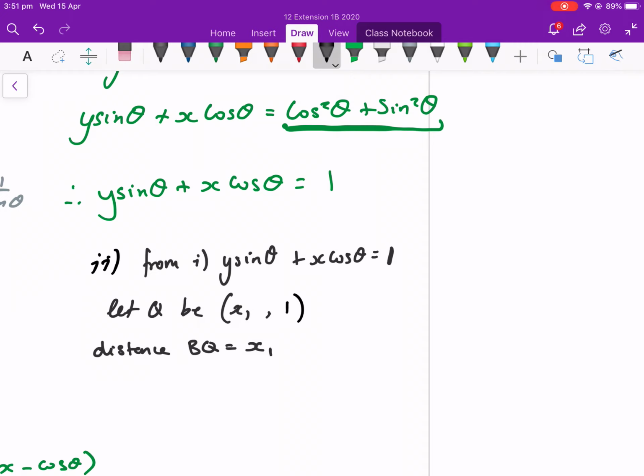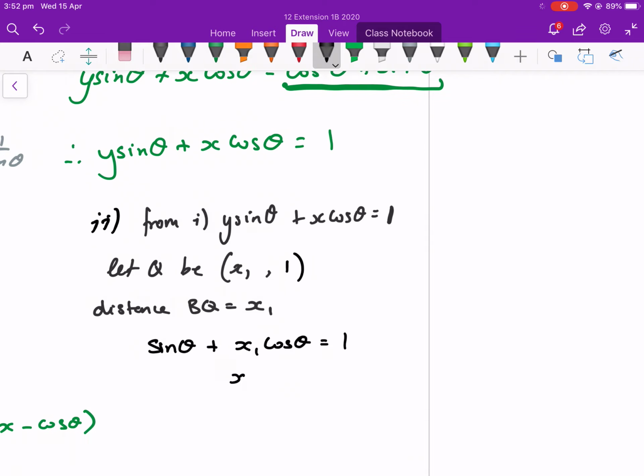So y sine theta plus x cos theta equals 1. We end up with, well, y is 1, so we end up with sine theta plus x1 cos theta equals 1. We want to rearrange this and solve for x1, so we take sine theta across the other side, so x1 cos theta equals 1 minus sine theta, and therefore x1 equals 1 minus sine theta on cos theta.